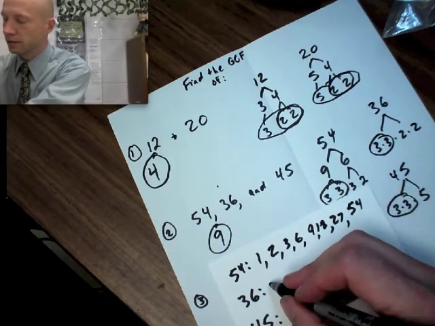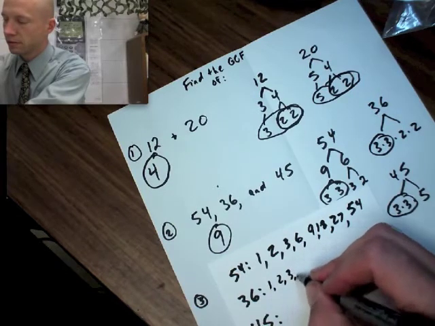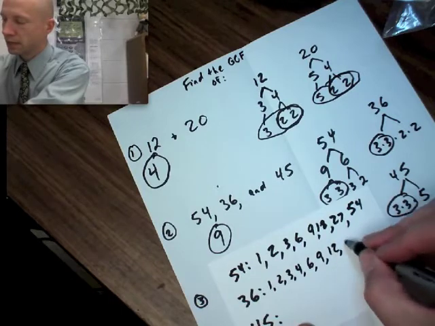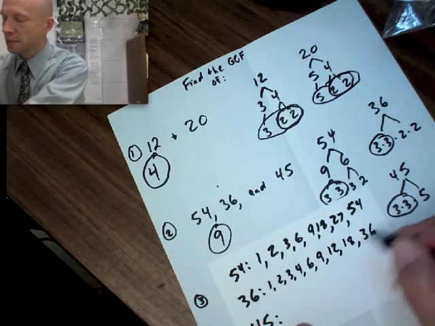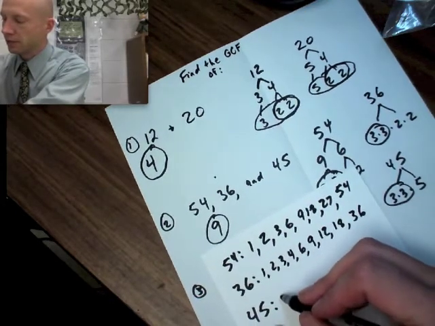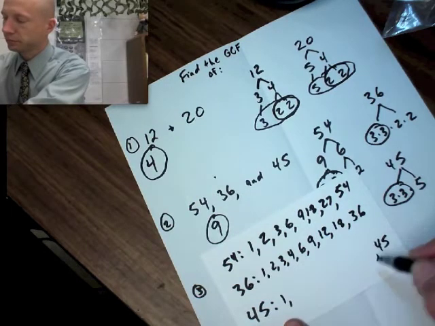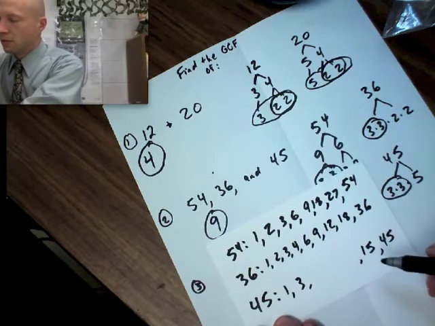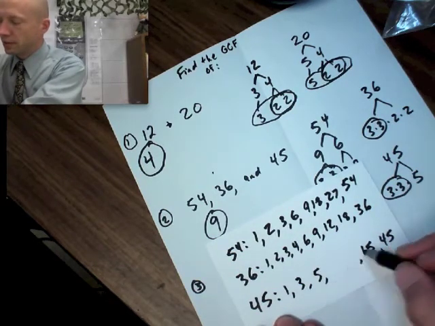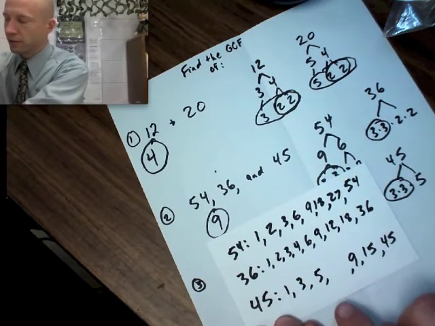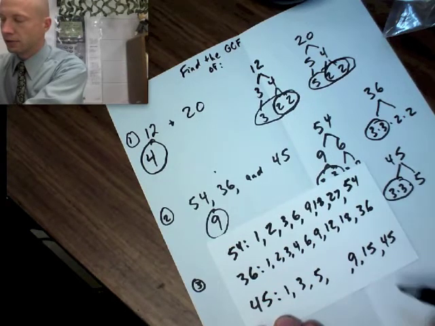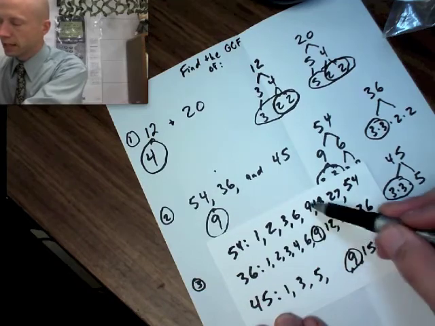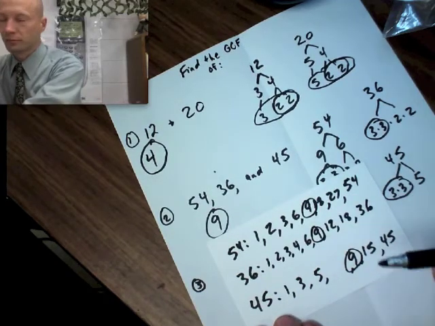Okay, 36 is 1, 2, 3, 4, 6, 9, 12, 18, and 36. 45. Let's see, I got 1 and I got 45. 2 doesn't go. 3 does. It's 3 times 15. 4 doesn't go. 5 does go. It's 5 times 9. Now look, all my numbers between 5 and 9 are 6, 7, and 8, and none of those go. So I'm done. Looks like the biggest number on all three lists is 9. 9 is my greatest common factor.